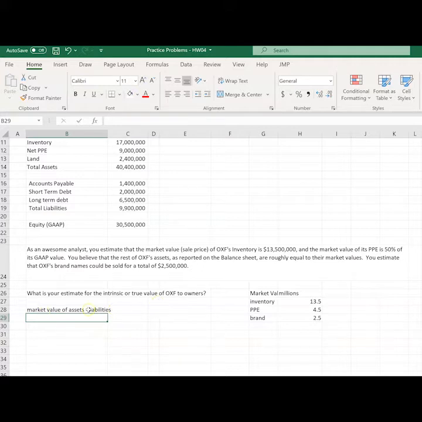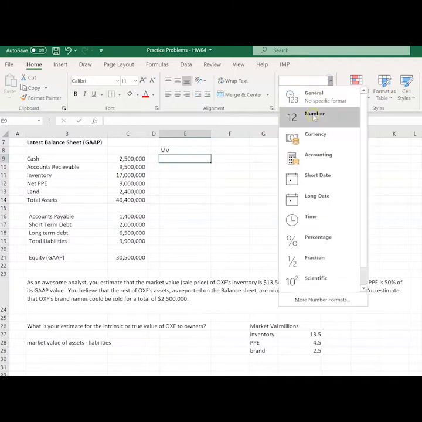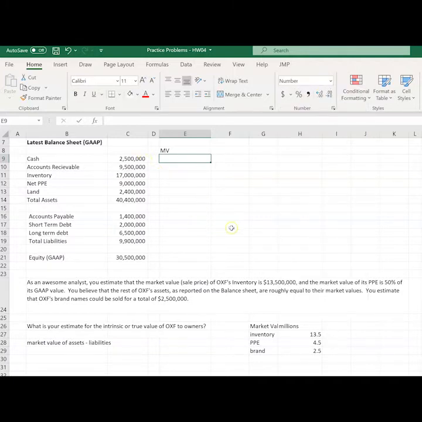So, market value of assets. How I would solve this problem is, since we don't have all that many assets, we're only looking at about 6 lines here, I would rewrite this on a scrap piece of paper. So this is GAAP, you can see that right here, and I would put market value right here, and then I would just rewrite it for market value.